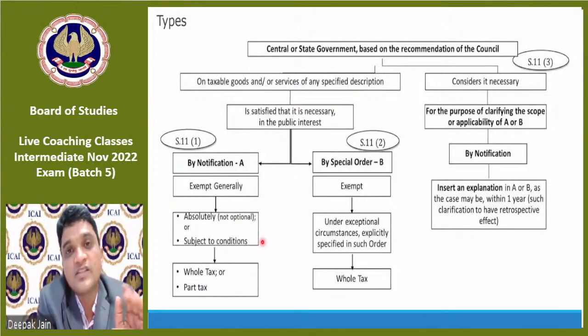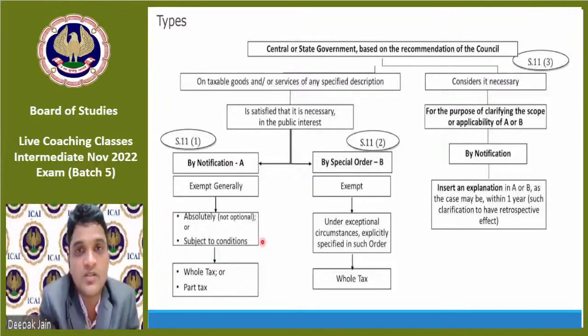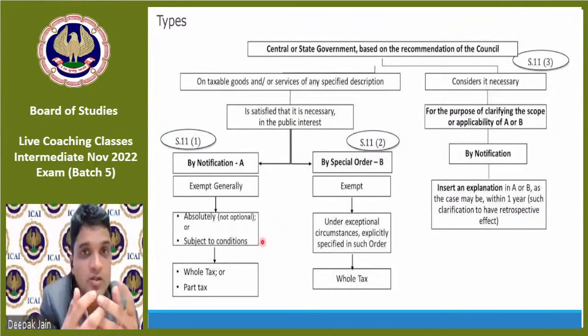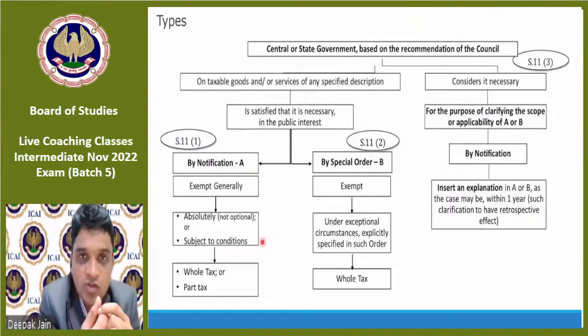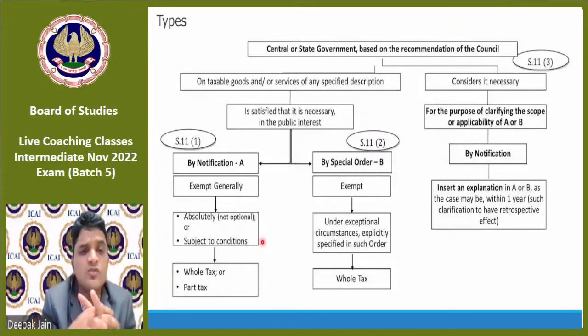On the other hand, if it is subject to some conditions, then it becomes optional, because those conditions I may be able to fulfill or not. So when it is subject to conditions, it becomes optional. Now, the exemption could be further of whole of the tax or part of the tax. But generally, we have seen the notifications for services and goods now coming in for whole of the tax, not for part of the tax.